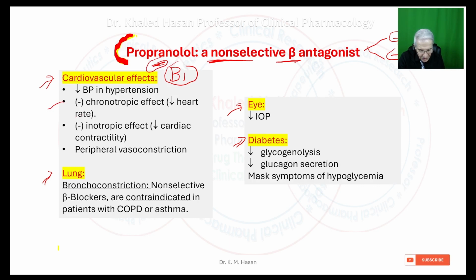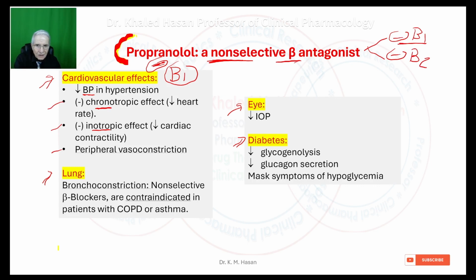We call this chronotropic. The result will also be decreased contractility, which we call inotropic. So negative inotropic, negative chronotropic. The result will be decreased blood pressure, and the result will be peripheral vasoconstriction. So we have several effects of propranolol in the heart.